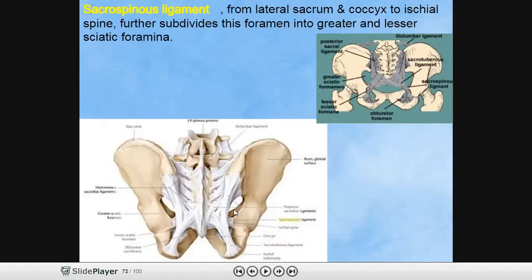Next we have the sacrospinous ligament, from the lateral aspect of the sacrum and coccyx to the ischial spine. It subdivides this foramen into greater and lesser sciatic foramina. The above one is the greater sciatic foramen and below is the lesser sciatic foramen. And the landmark of the line of division is the sacrospinous ligament.